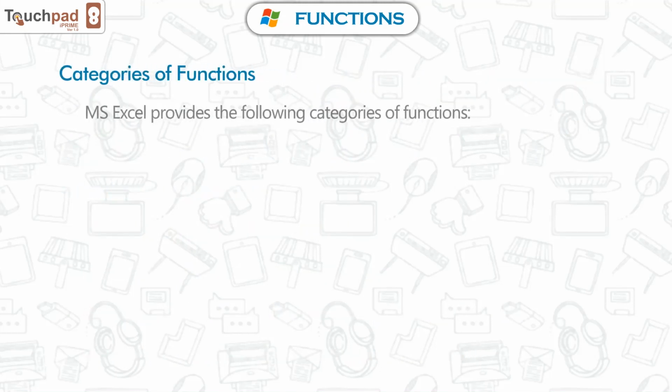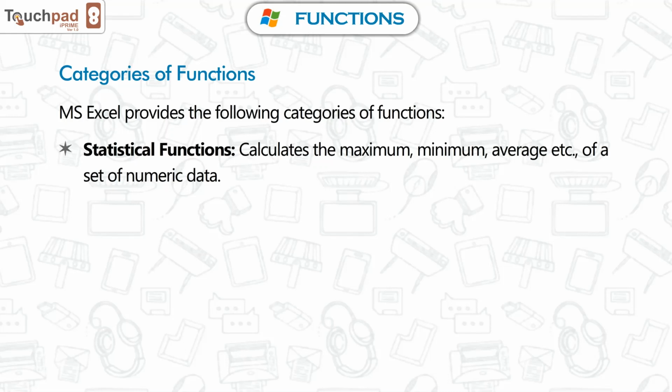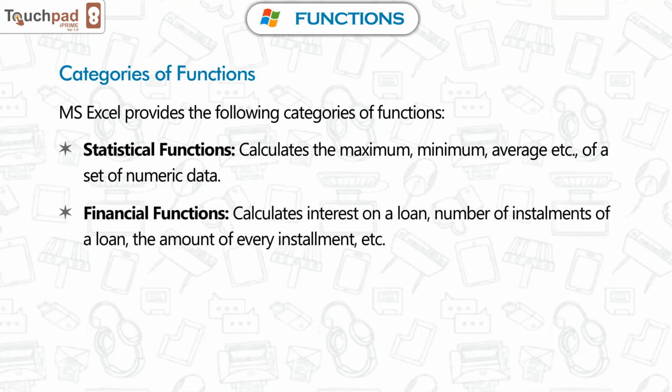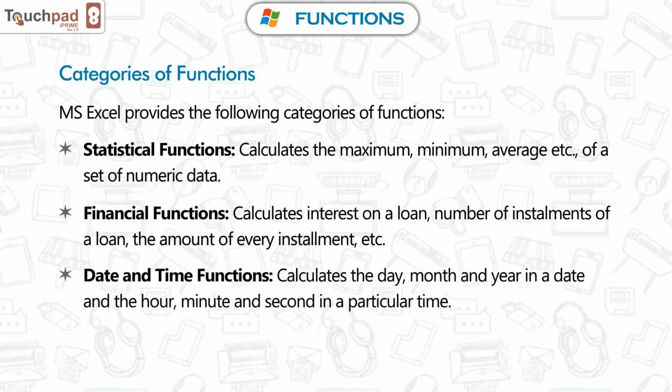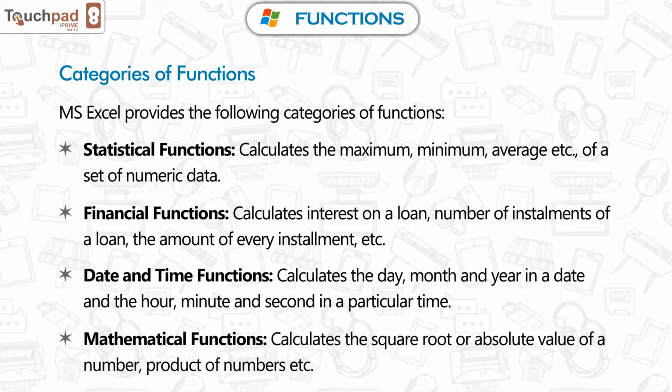Categories of functions. Excel provides the following categories of functions. Statistical functions. Calculates the maximum, minimum, average, etc. of a set of numeric data. Financial functions. Calculates interest on a loan, number of installments of a loan, the amount of every installment, etc. Date and time functions. Calculates the day, month and year in a date and the hour, minute and second in a particular time. Mathematical functions. Calculates the square root or absolute value of a number, product of numbers, etc.